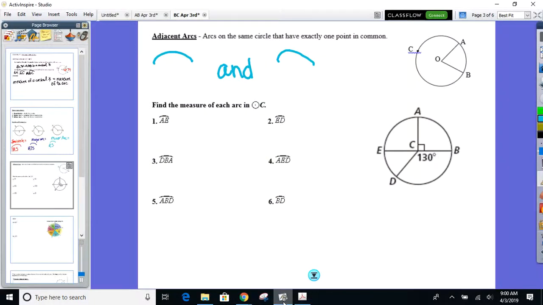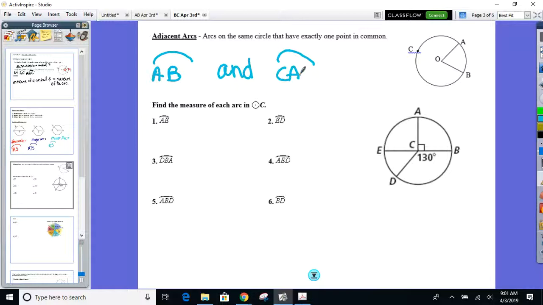Two adjacent arcs for me. AOB is not an arc, it's an angle. I only want to use points on the circle when I name an arc measure. I don't want O anywhere in there. AB is adjacent to CA, fine. They both share point A. Could I have also gone CB and AB? Yes, I could have. All right.